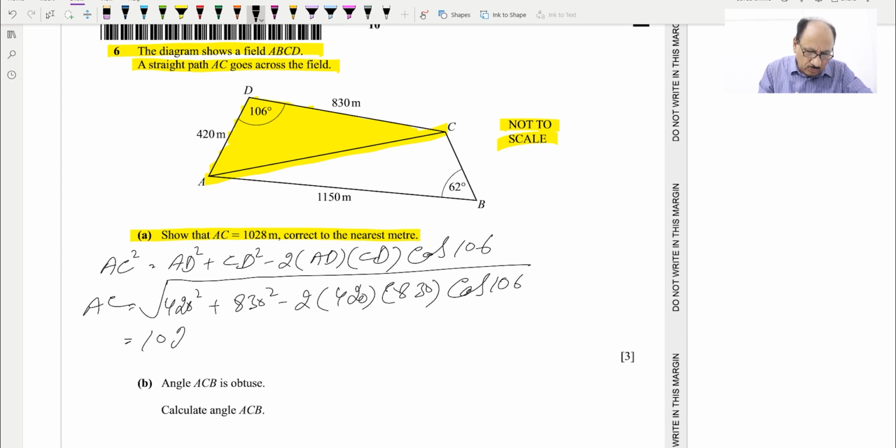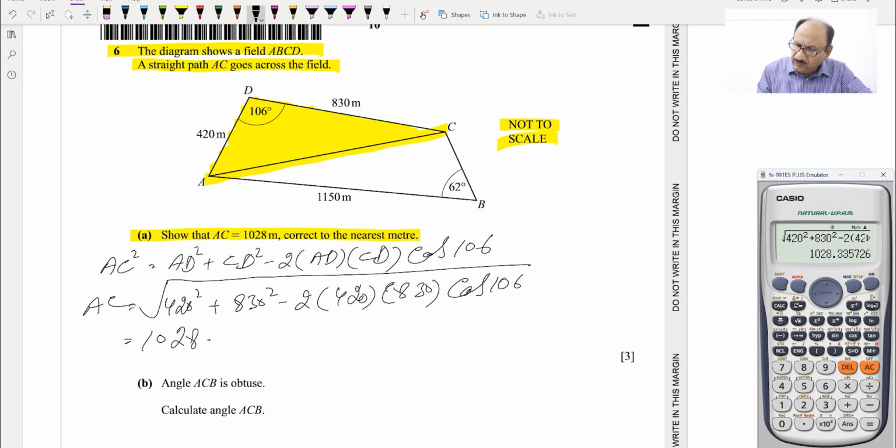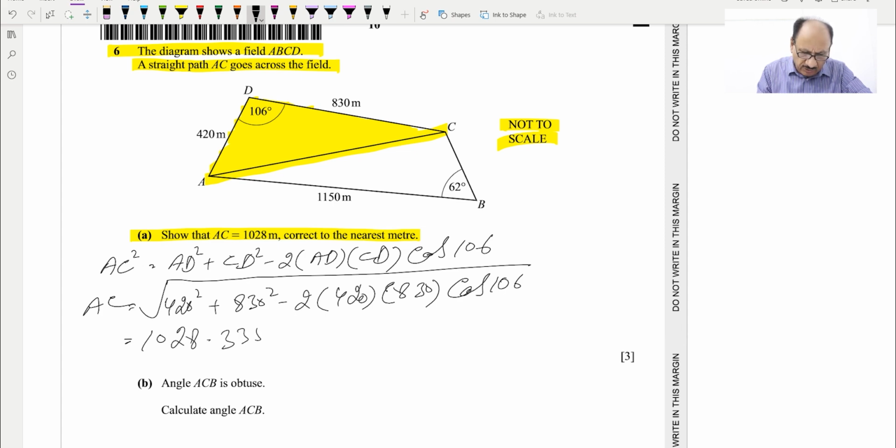This is 1028.3357, and we can write approximately 1028. This will be the answer for 3 marks, and this is in meters.